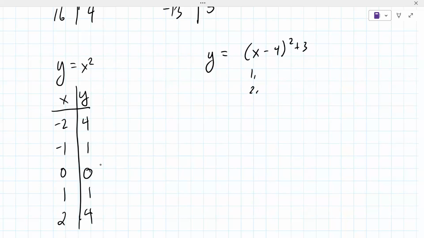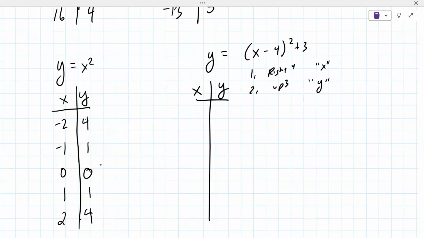We got right 4, up 3. Okay, so the right 4 affects the x and the up 3 affects the y. So in terms of our table, all the x values are going right 4. Right 4 means adding 4 to all the x values. Could you add 4 to all the x values here? And tell me what that new list is.